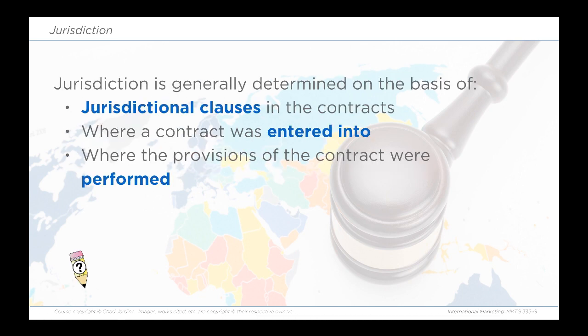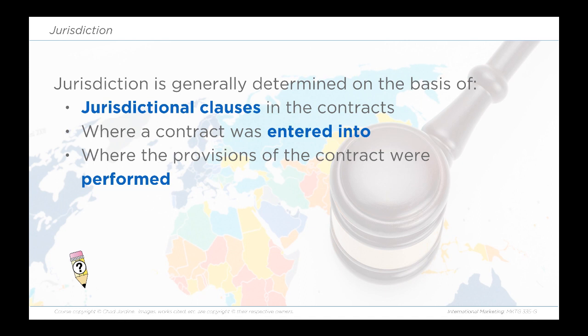Jurisdiction usually attaches based on these things. If the contract specifies, so if you probably have signed contracts like this for your cell phone or for your internet, where it says, hey, the company that is providing the service is based in Delaware, and so any disputes need to happen in the courts of Delaware. So you can write a clause into your contract that tells you where jurisdiction will be.